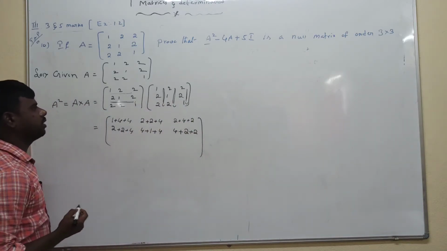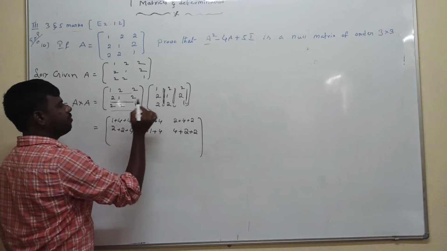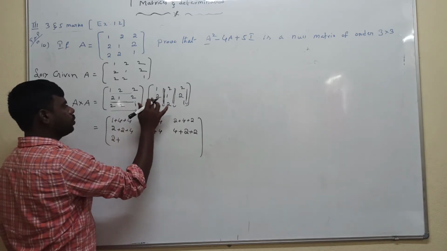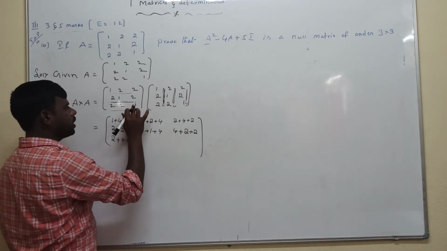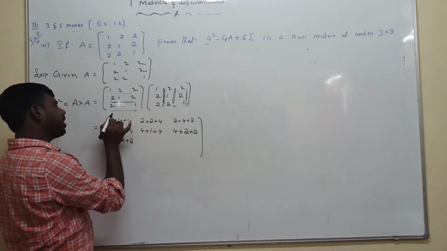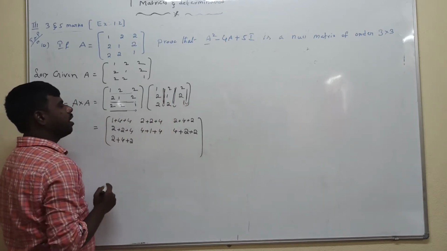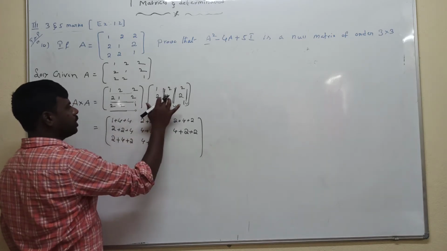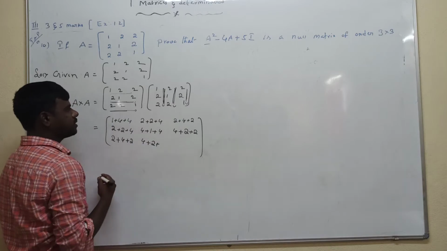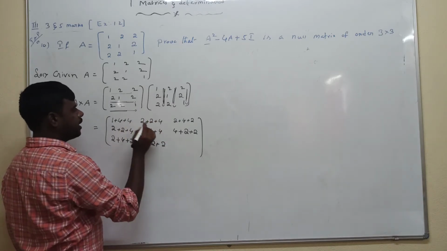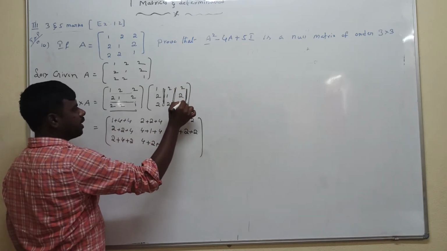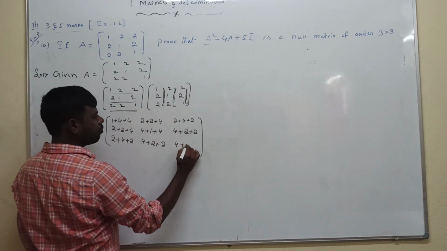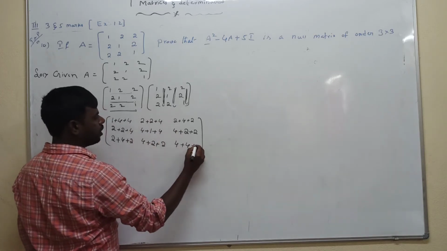Next, third row, first column: 2 into 1 is 2, plus 2 into 2 is 4, plus 1 into 2 is 2. Next, third row, second column: 2 into 2 is 4, plus 2 into 1 is 2, plus 1 into 2 is 2. Next, third row, third column: 2 into 2 is 4, plus 2 into 2 is 4, plus 1 into 1 is 1.